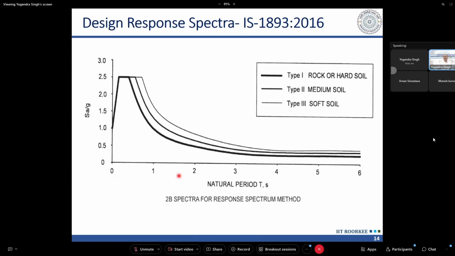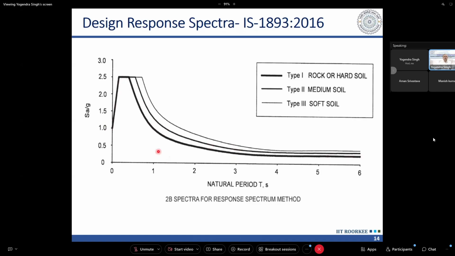So keeping that in mind, our code, or for that matter all the codes of the world, provide a smoothened response spectrum. I told you that for one earthquake, this response spectrum is quite zigzag. It is jagged. But if you consider a large number of earthquakes and normalize those with the corresponding EPGA or PGA or ZPA, the value at 0 period, this value will become 1. But this will be the shape.